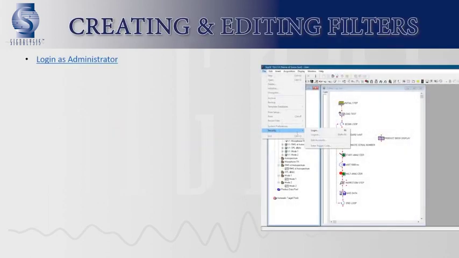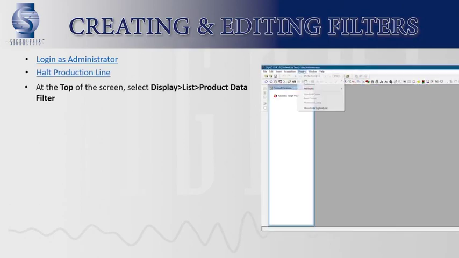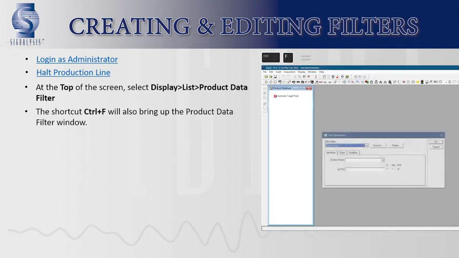First, log in as administrator. Halt production line. At the top of the screen, select Display, List, Product Data Filter. The shortcut Control F will also bring up the Product Data Filter window.